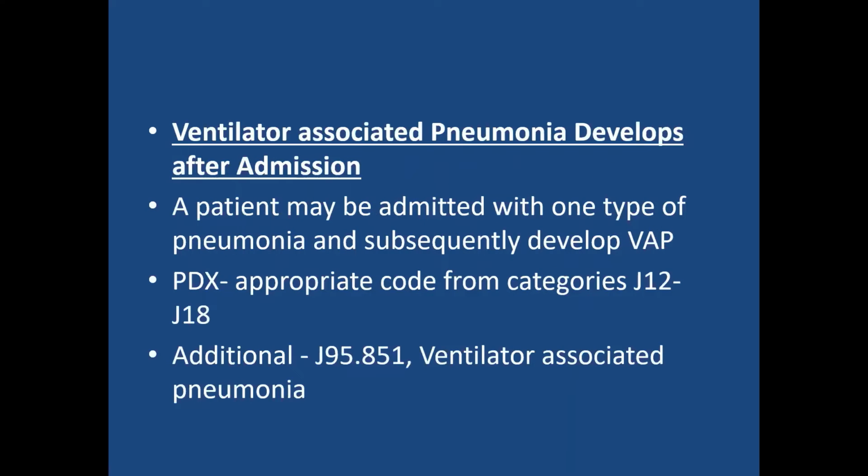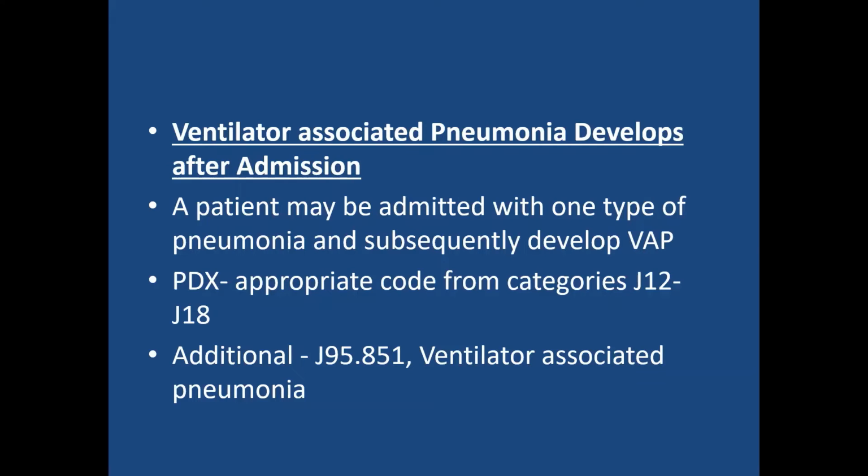Ventilator-associated pneumonia develops after admission. A patient may be admitted with one type of pneumonia and later develop VAP. PDX: the appropriate code from categories J12-J18. Additional: J95.851.